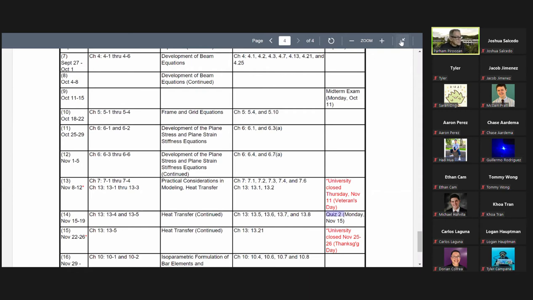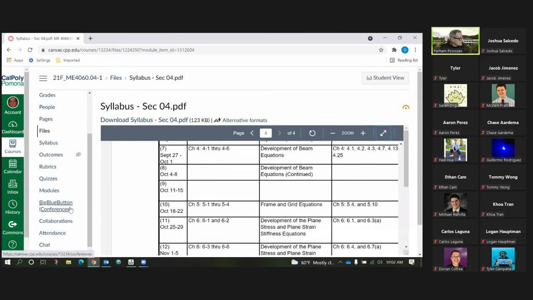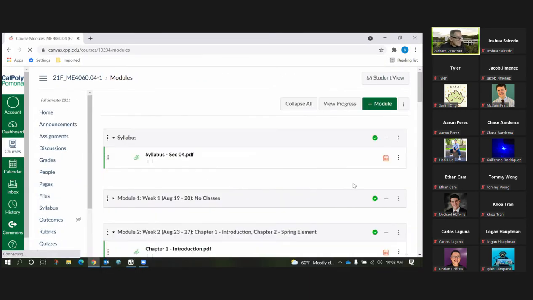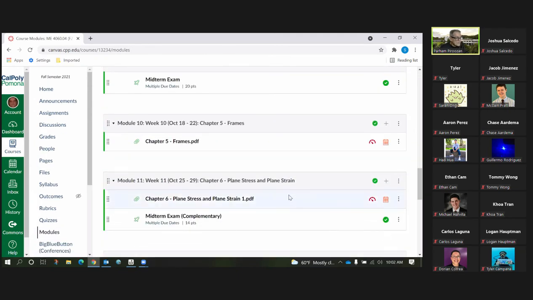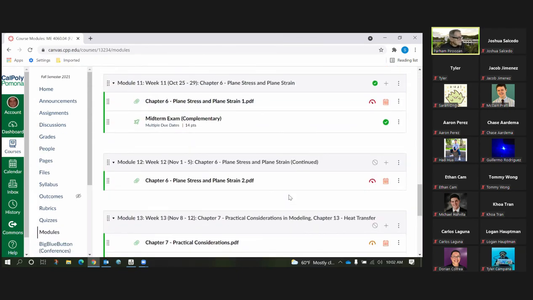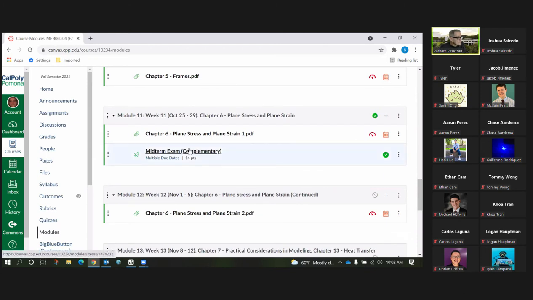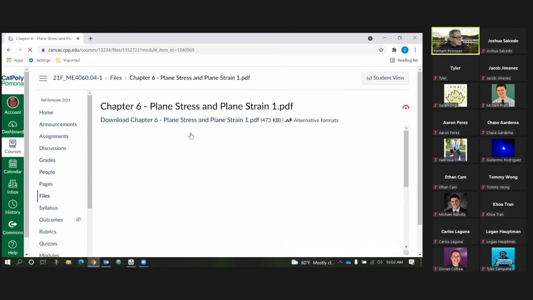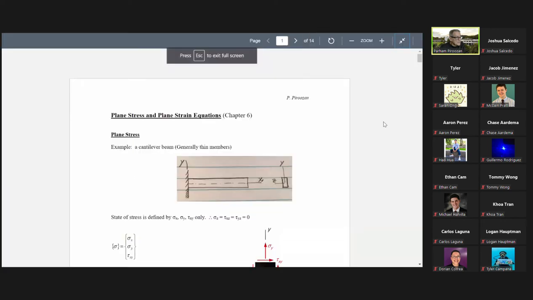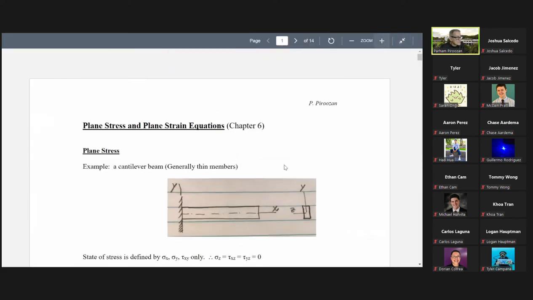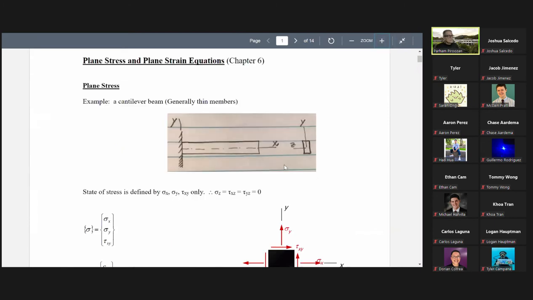So let's go back to our discussion. We didn't finish this plane stress and plane strain discussion that we had. We didn't complete. We were starting the variational method of finding the element stiffness matrix.